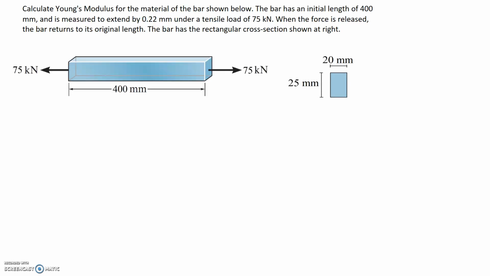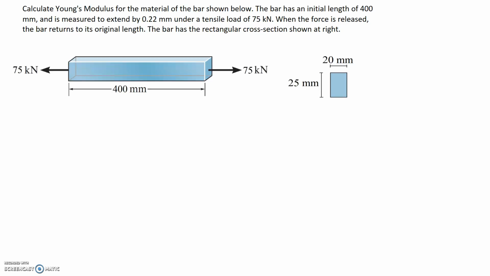So we're asked to calculate Young's modulus for the material of the bar shown below. The bar has an initial length of 400 millimeters and is measured to extend by 0.22 millimeters under the tensile load of 75 kilonewtons. When the force is released, the bar returns to the original length. The bar has the rectangular cross-section shown at right.